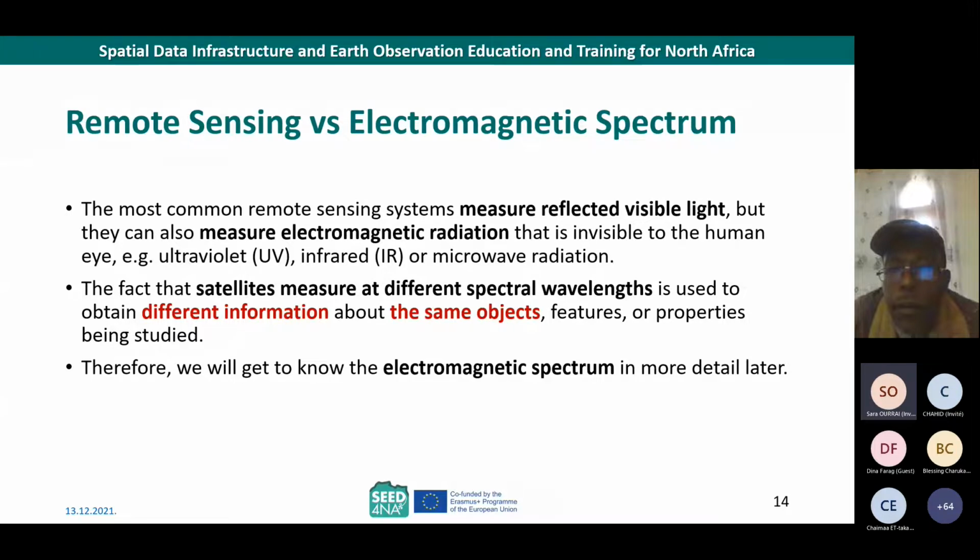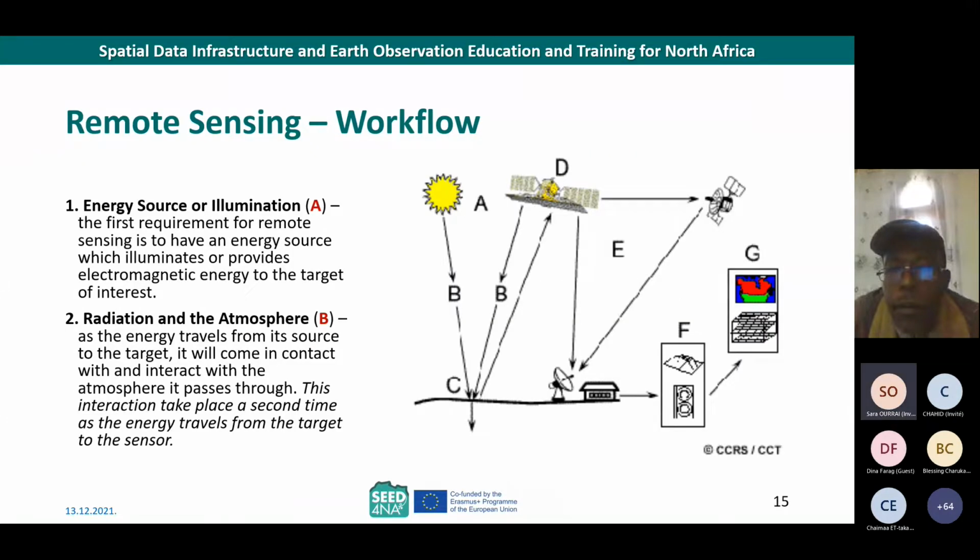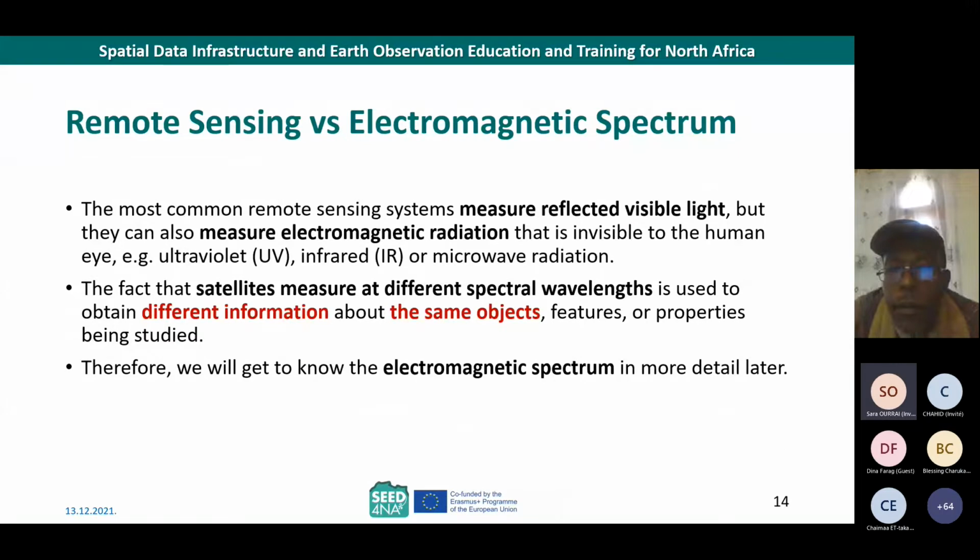So, like I said, you don't need to be an expert in electronics or in physics or space physics, but someone who wants to deal with remote sensing needs to know the electromagnetic spectrum in some detail. Not in too much detail, but they need to know what it is and what it does in collision with the particles in the atmosphere or the objects on the surface. We will know the electromagnetic spectrum better in the next lecture.